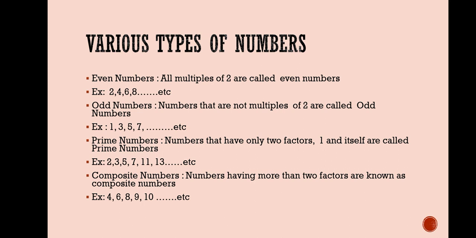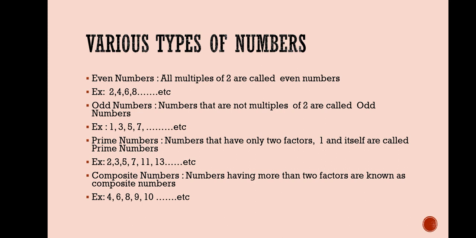Next is composite numbers. Numbers having more than 2 factors are known as composite numbers. In other words, we can say numbers other than prime numbers are called composite numbers. So a prime number means it has only 2 factors.